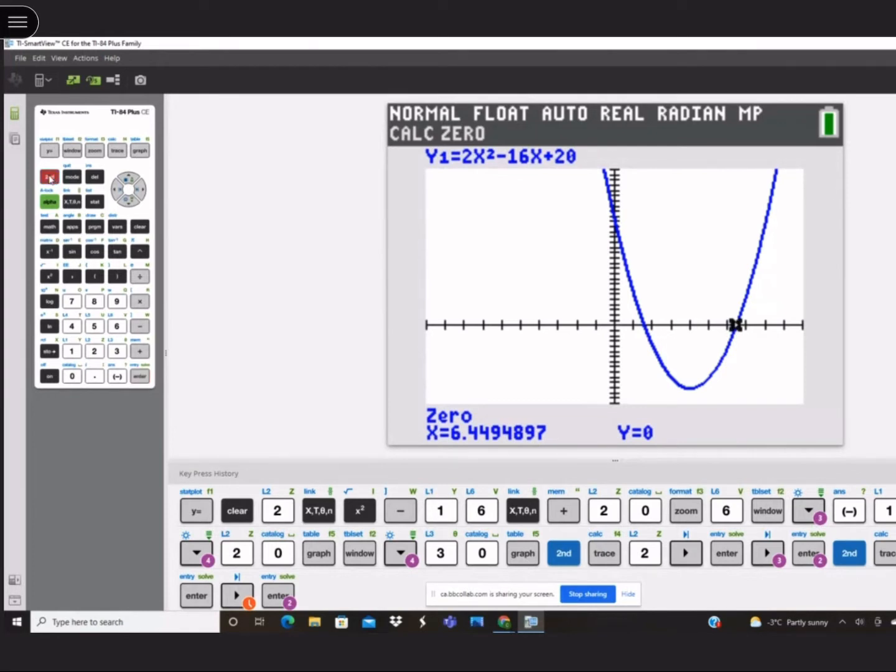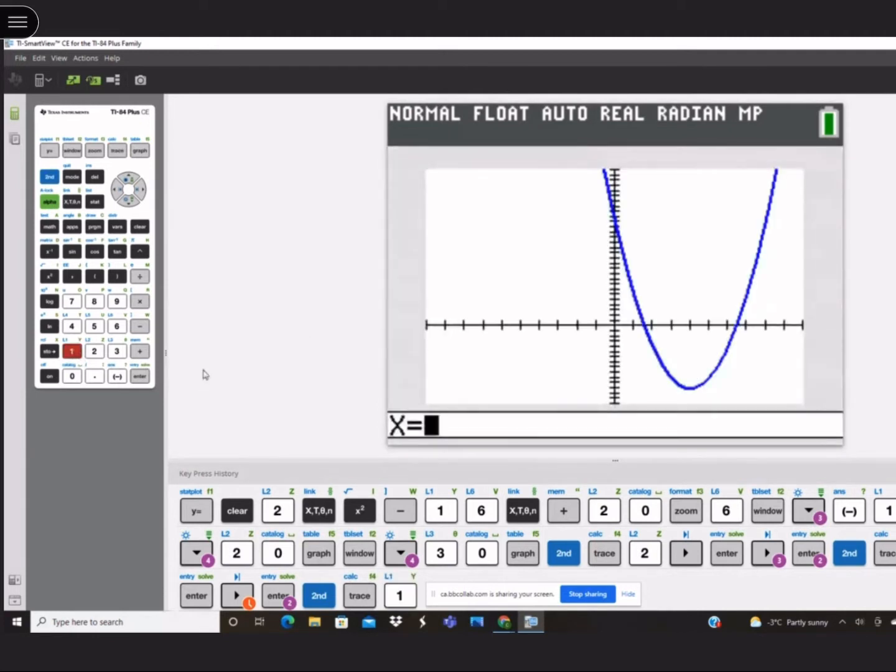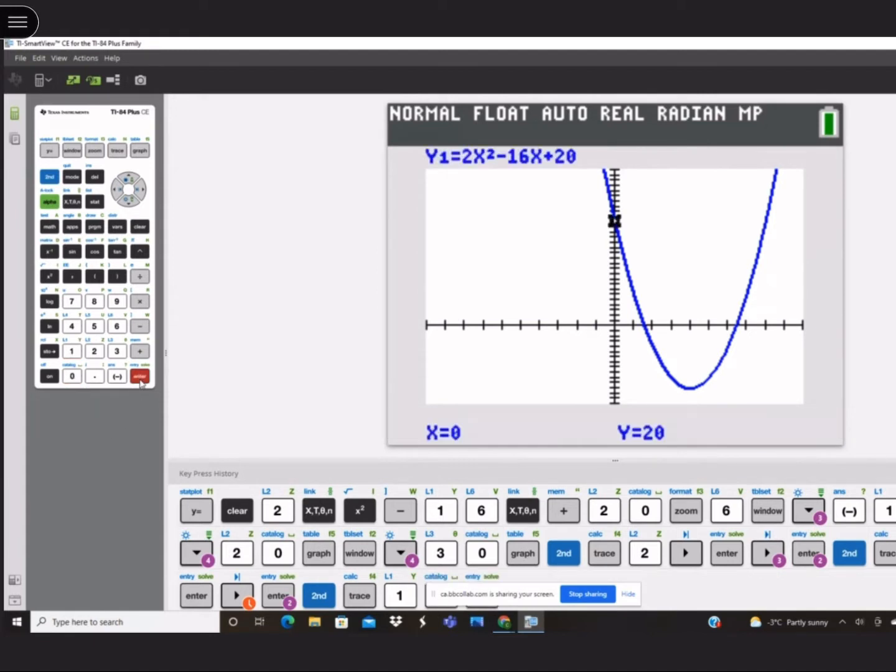You can go second function calculate and choose option 1 for value. What this will do is allow you to type in your own x value, and it will tell you the y value at that point. So what we know about every y-intercept is that x equals 0. So you can type in 0 for x, and it'll retrieve 20 as your value for the y-intercept.